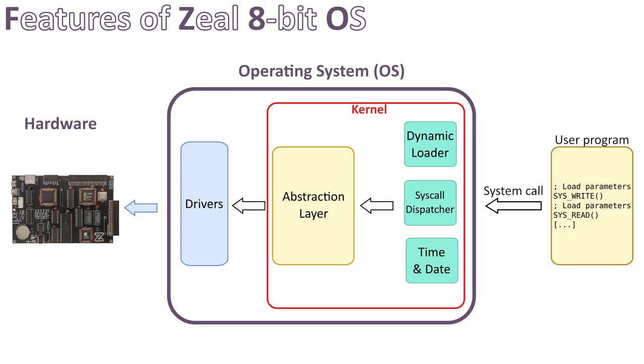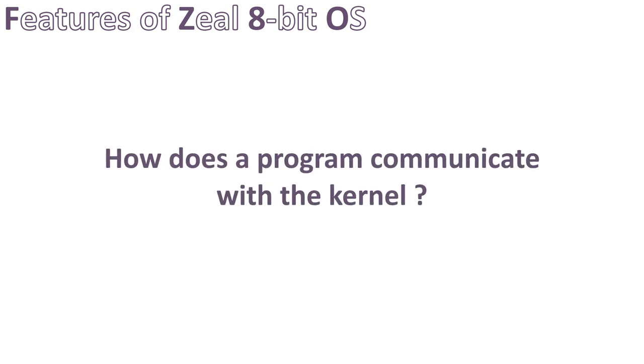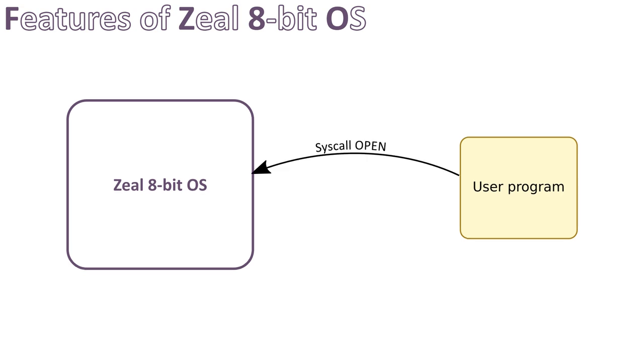It will now become this. We have a layer between the program and the hardware, which is Zeal 8-bit OS, or more precisely, Zeal 8-bit OS kernel, which will respond to any request the user program makes and redirects them to the proper module. But how does a program communicate with the kernel? On Zeal 8-bit OS, like other operating systems, we have system calls or syscalls. It represents a request that a program wants the kernel to perform, and currently we have 24 syscalls implemented.